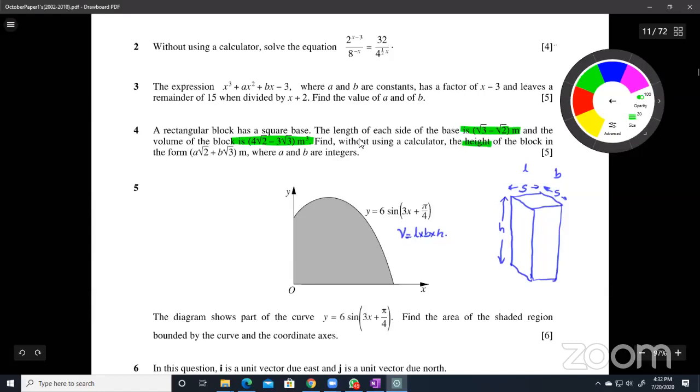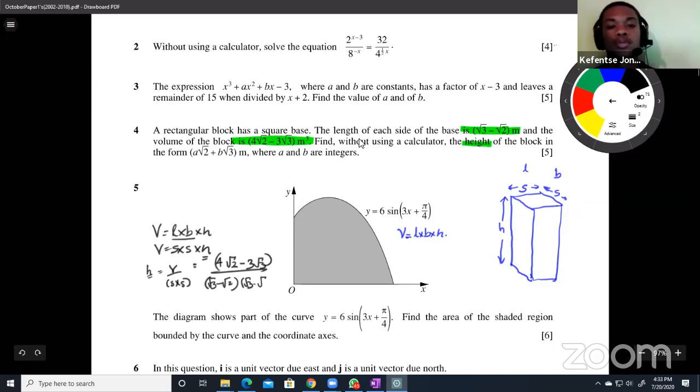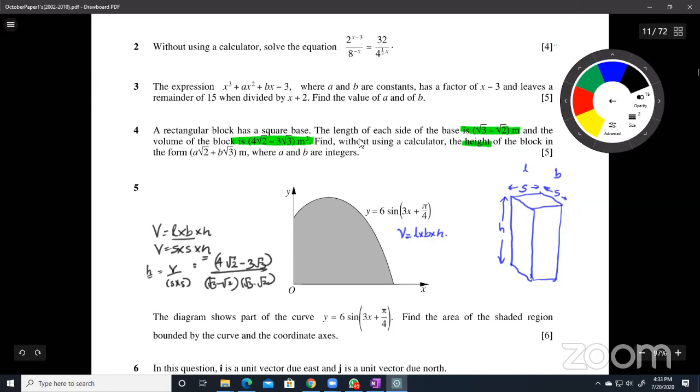So we know that if volume is length by breadth by height, and the length and the breadth are the same thing, then the volume is actually side by side by height. And I want to get the height, so the height will be equal to the volume all over side by side. So that will be equal to 4 root 2 minus 3 root 3, that's the volume, divided by the side, which is root 3 minus root 2 into root 3 minus root 2. Right? What you have to do is simplify it and then rationalize it.